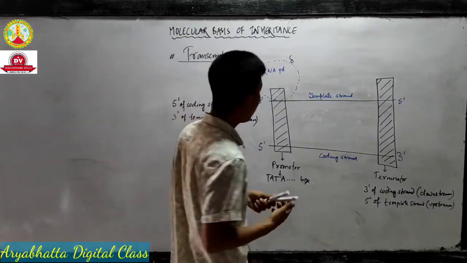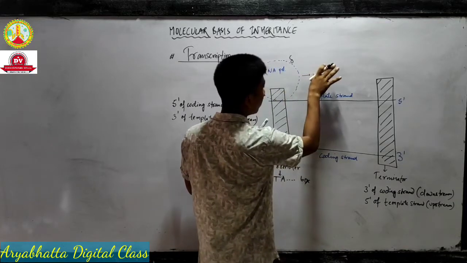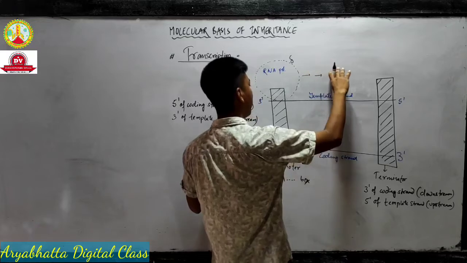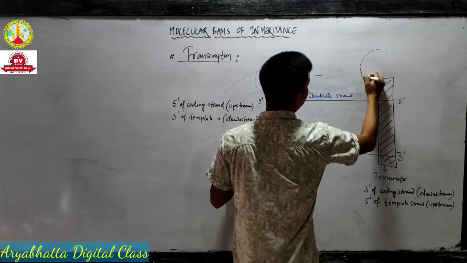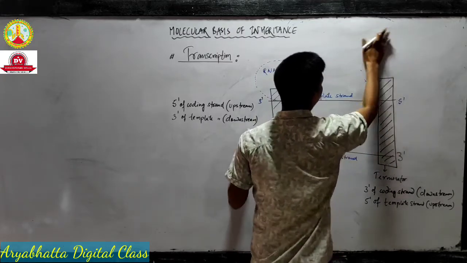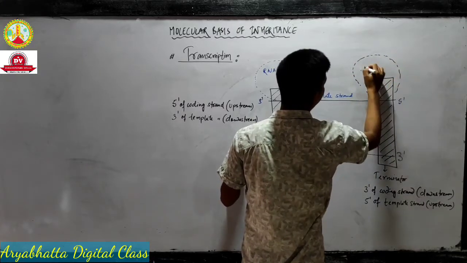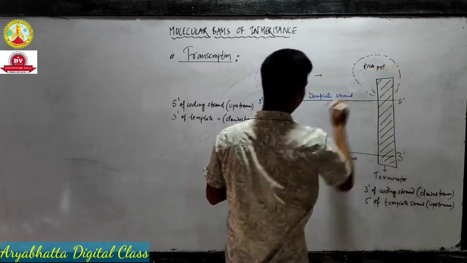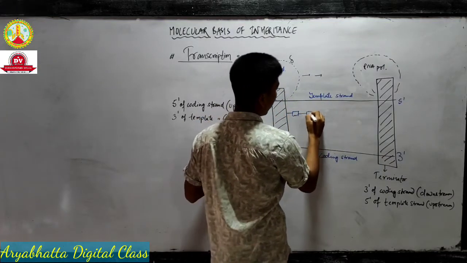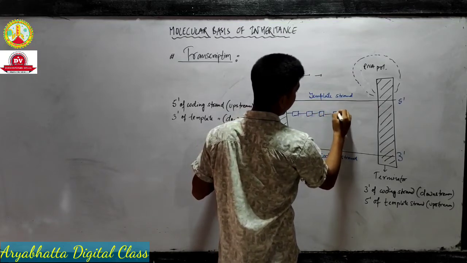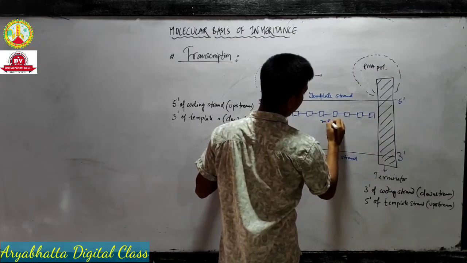Alright, so let me show. This RNA polymerase is sliding over the template strand. Try to imagine the image. It slides over until it reaches the terminator sequence. When it slides over, it is also synthesizing a new mRNA strand along with it. These are mRNA.